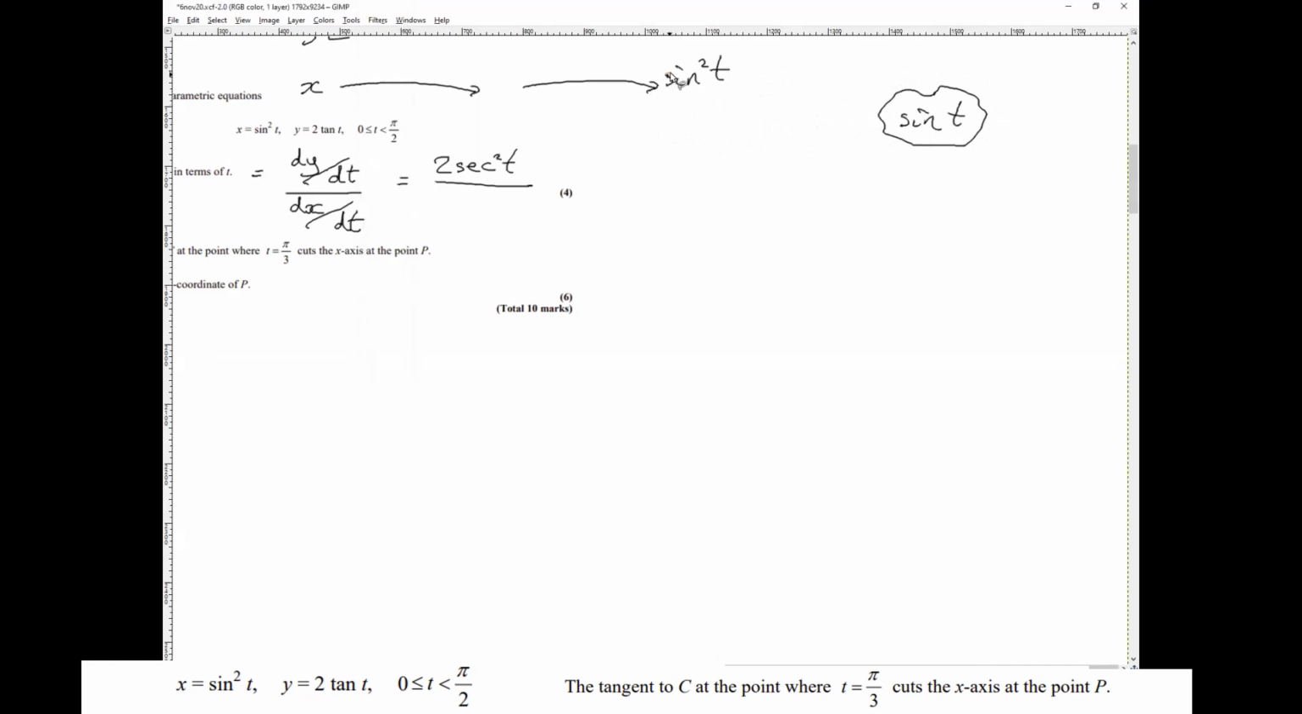So the function that takes you from t to sine squared t is in 2 stages, isn't it? What's happening first? I think sine is happening first. Yeah, sine. And then we get sine t here.